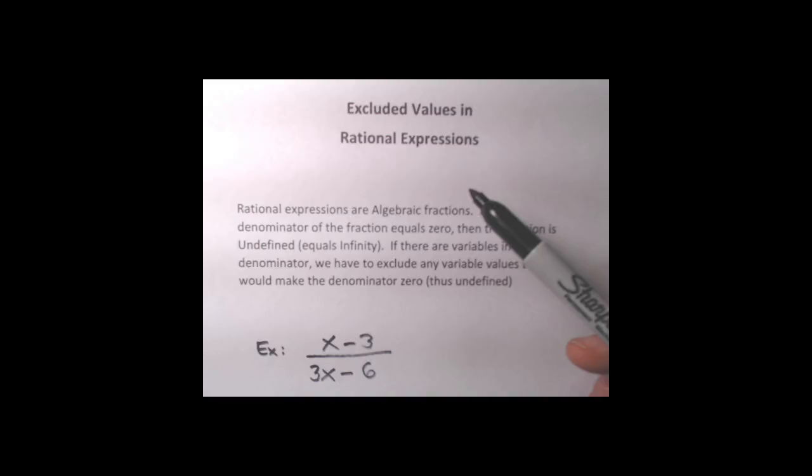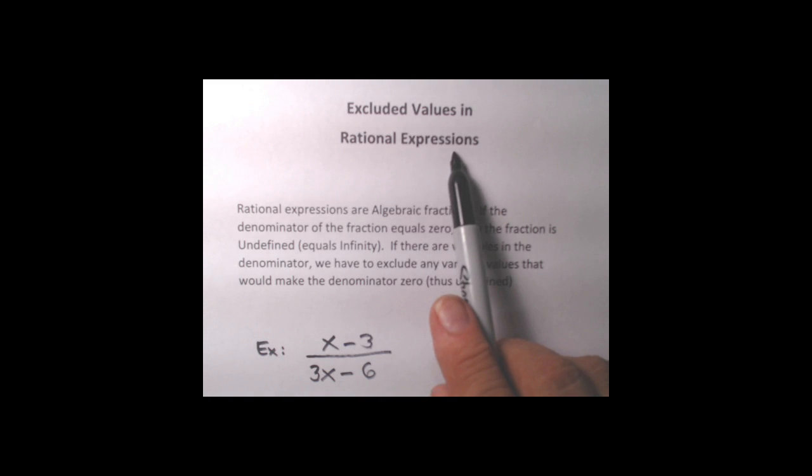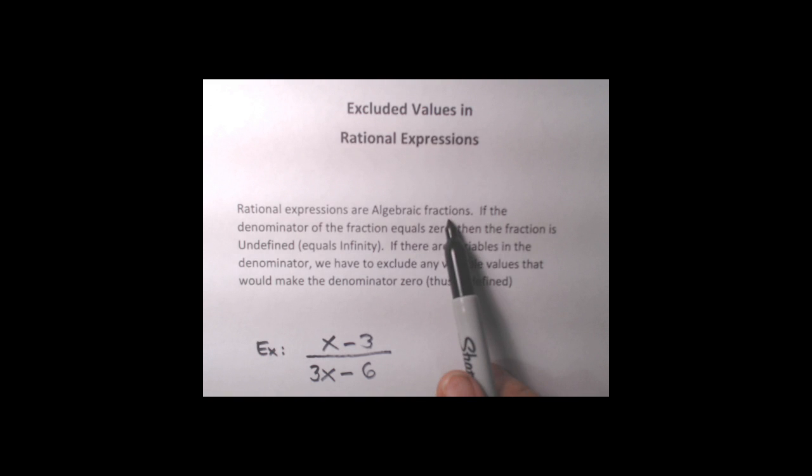I'm Adolph Oliver, and this is the video clip on excluded values and rational expressions. Now, remember, rational expression is just the official term for what I like to call algebraic fractions. In other words, fractions that have some variables in them. And kind of like this example we have down here that we're going to be looking at pretty quick.